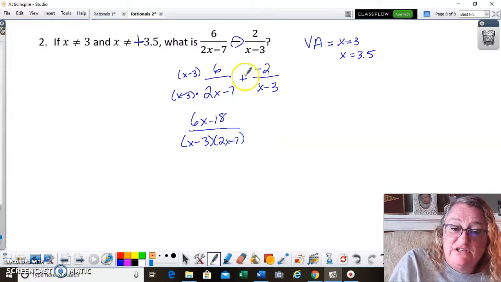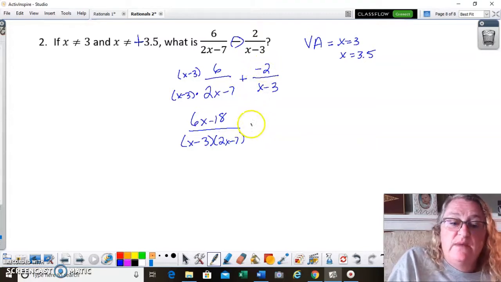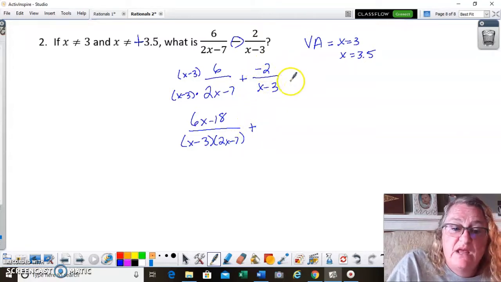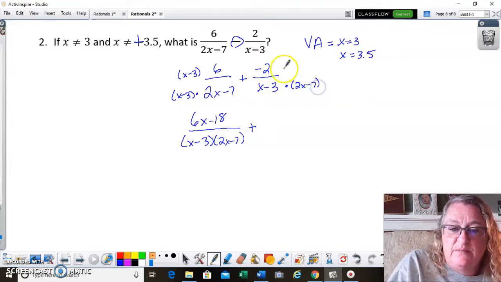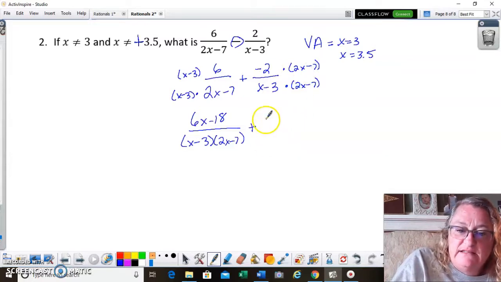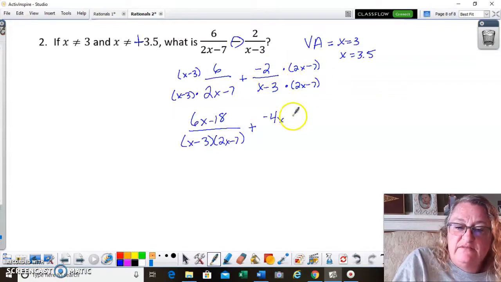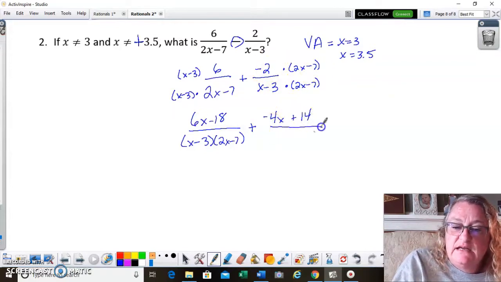And now that I've attached that negative sign to the 2, I can make this an addition problem. And over here, I'm going to multiply by 2x minus 7 in the top and bottom, so that I have like denominators. So negative 2 times 2x is negative 4x, and negative 2 times negative 7 is positive 14. And my denominator is x minus 3 and 2x minus 7.